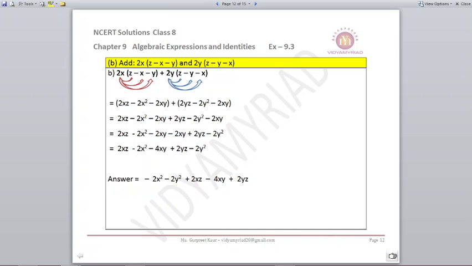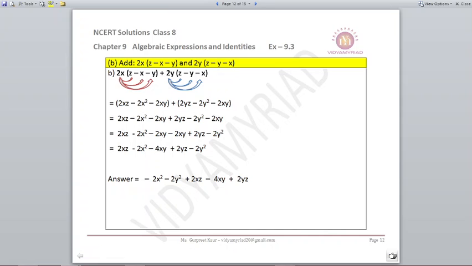Add 2x into z minus x minus y plus 2y into z minus y minus x. Now let us open the bracket first. So 2x multiplied by z is 2xz. 2x multiplied by minus x is minus 2x square. Then we will put minus sign, 2x into y, 2xy plus second bracket 2y multiplied by z, 2yz, put minus sign, 2y multiplied by y is minus 2y square minus 2yx.